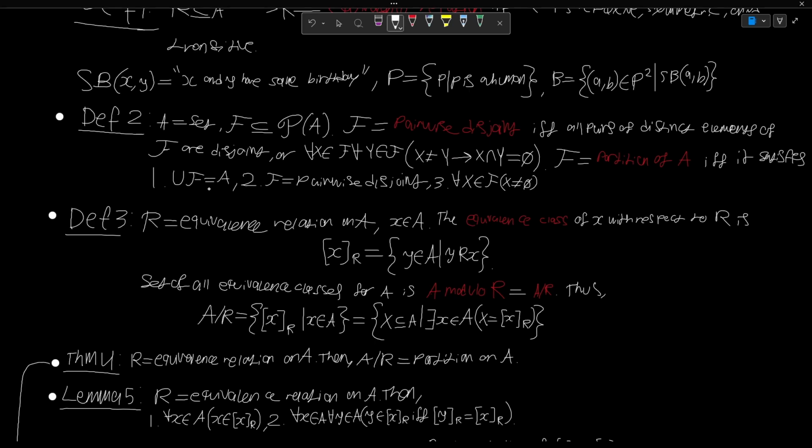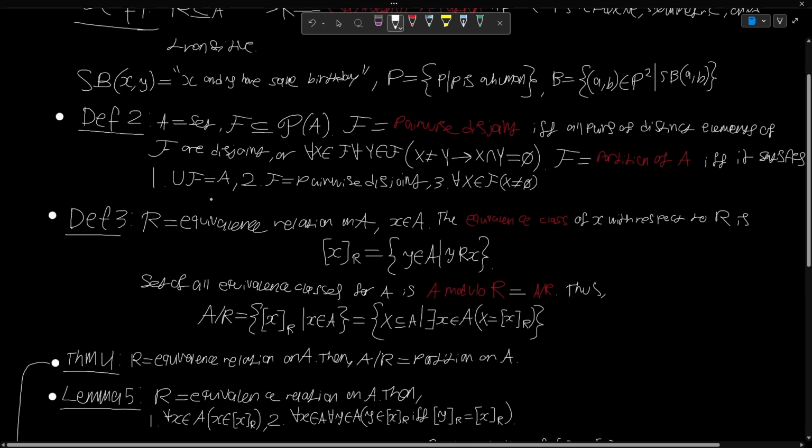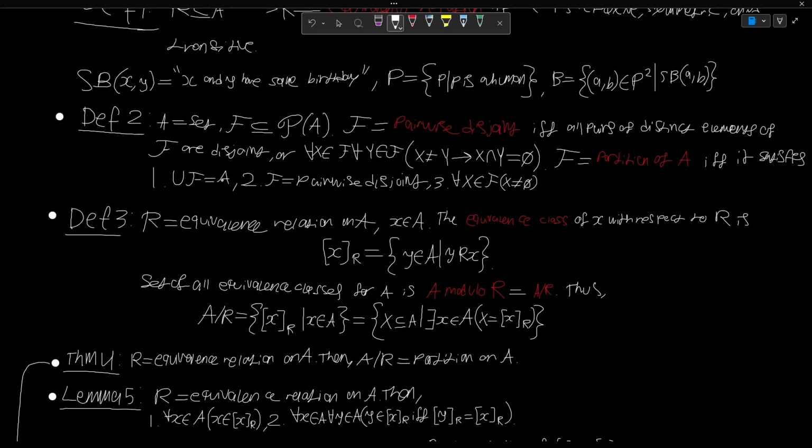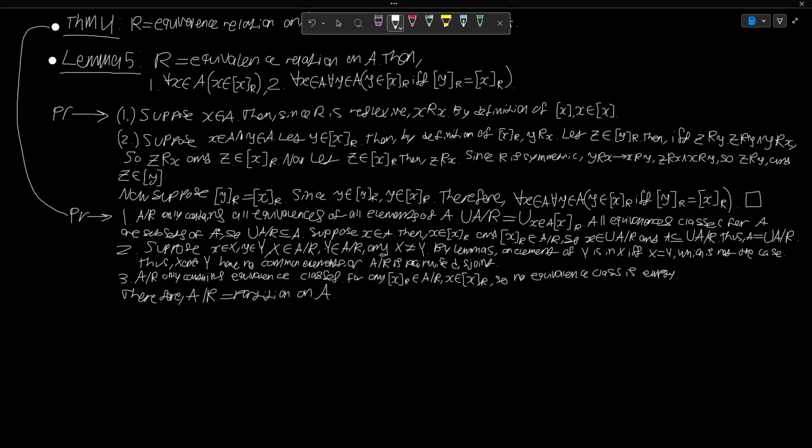This is also an if and only if statement. So first we must prove that the union is a subset of A, and then that A is a subset of the union. So first we know that A modulo R only contains all equivalence classes of all elements of A. So by this definition, the union of A modulo R is the union for x in A of the equivalence class of x. Then we note that all equivalence classes for A are subsets of A, so it's obvious that the union of all the equivalence classes is going to be a subset of A too.